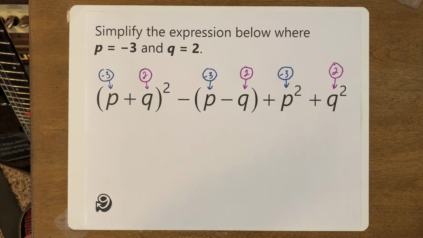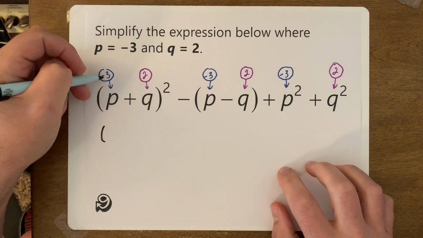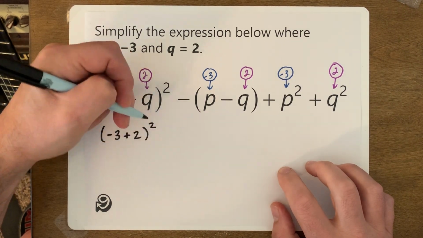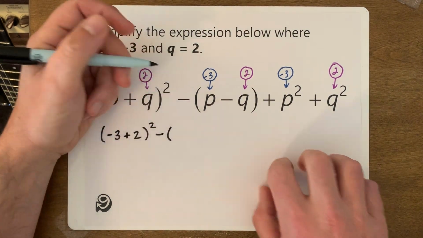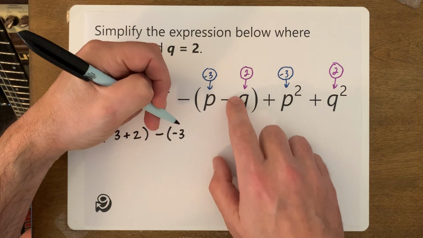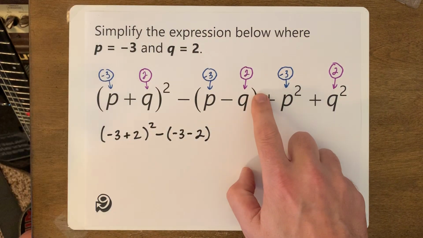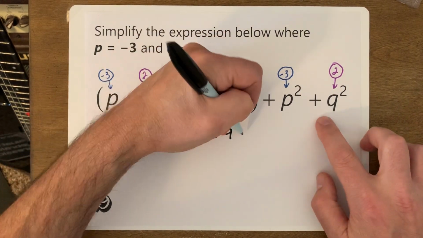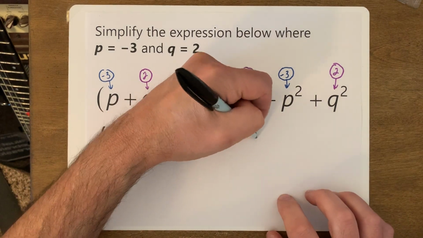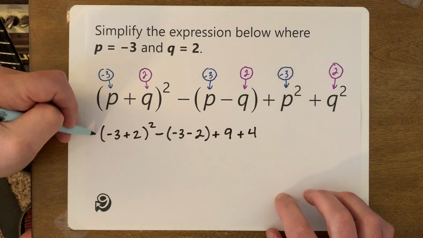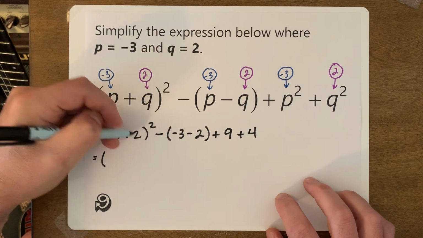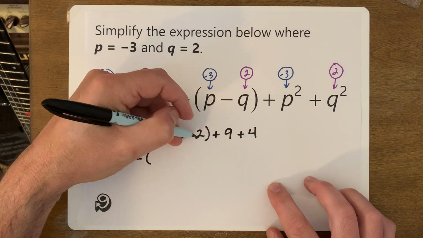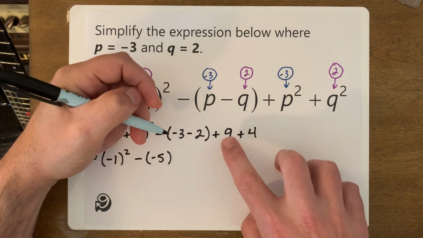All right, in the first one, don't want to do too much at once here. We got -3 plus 2 squared minus, okay, -3 minus 2, and that's not squared, plus -3 squared, well, we know that that's going to be 9, plus 2 squared is 4. All right, let's simplify it one more time. So now we've got negative 3 plus 2 is negative 1 squared minus negative 3 take away 2 is negative 5. And then 9 plus 4 is 13.